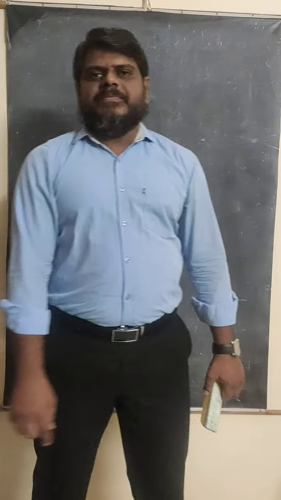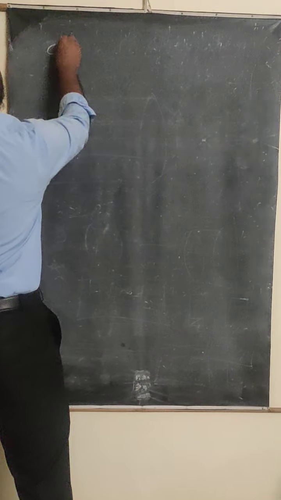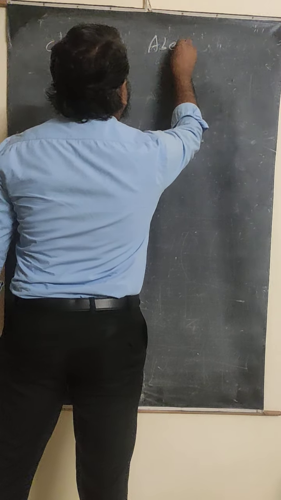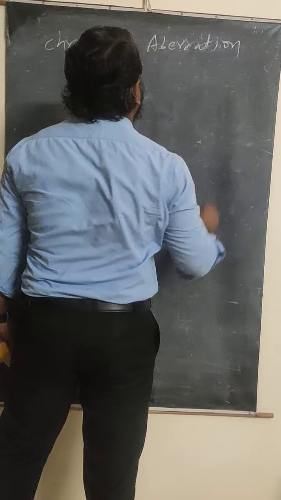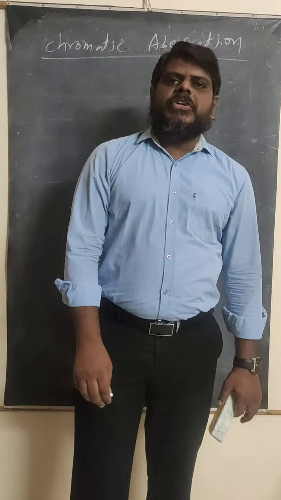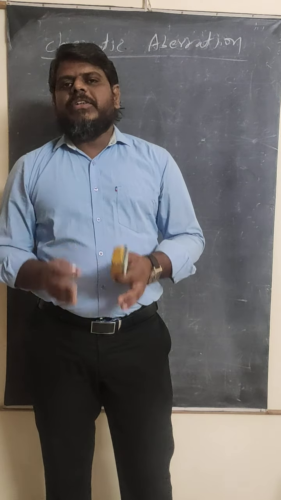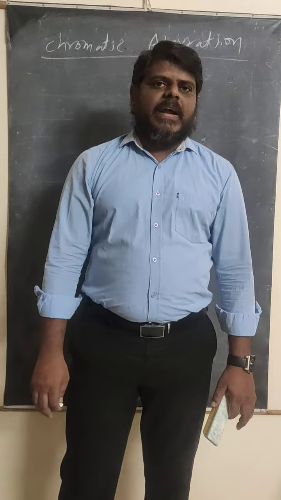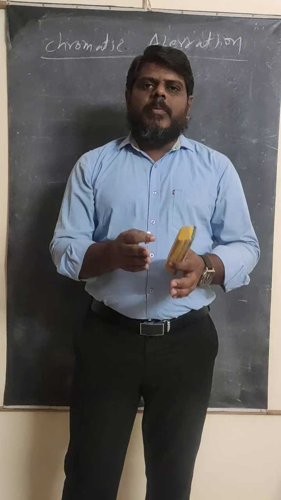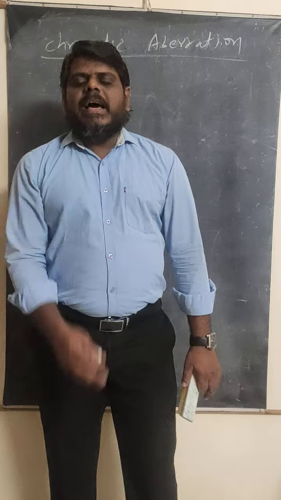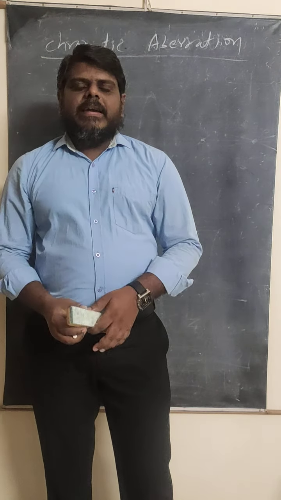So our next method is, we are going to discuss chromatic aberration. Chromatic aberration is produced due to the reason that different colors have different refractive powers. The different colors are going to produce different images at different places with different sizes. This type of defect is called chromatic aberration.